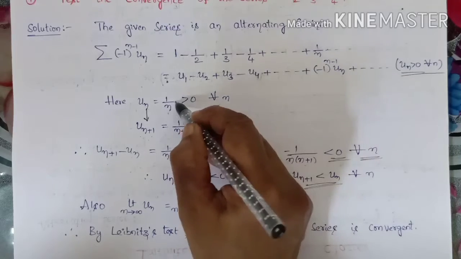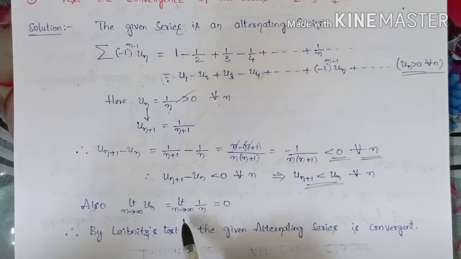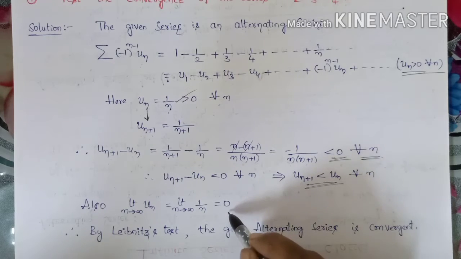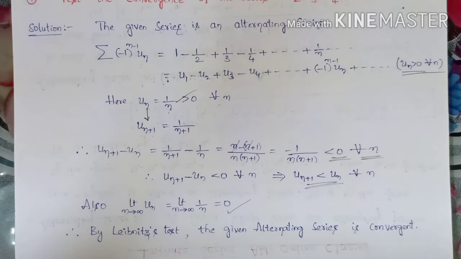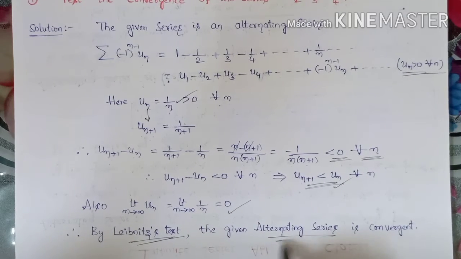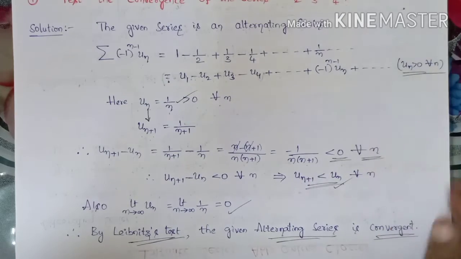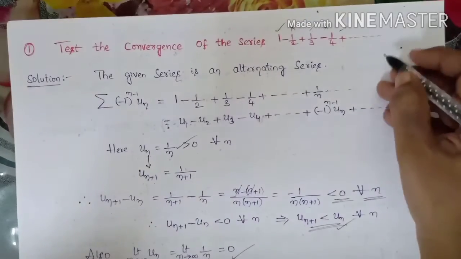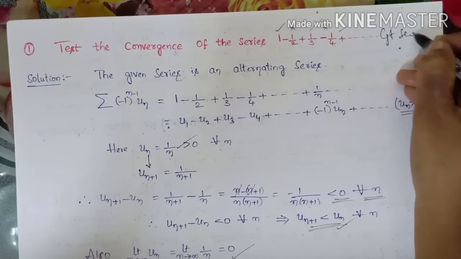Next, another condition is limit n tends to infinity u(n) is equal to limit n tends to infinity, here u(n) is 1 by n. As we all know, as n is tending to infinity, 1 by n tends to 0. Therefore, the second condition of Leibniz test is also satisfied. Monotonically decreasing and limit u(n) is 0. Therefore, by Leibniz test, the given alternating series is a convergent series. This is a convergent series.